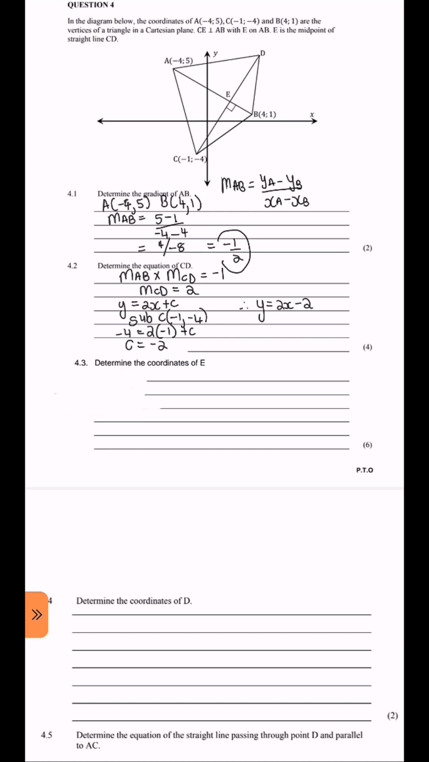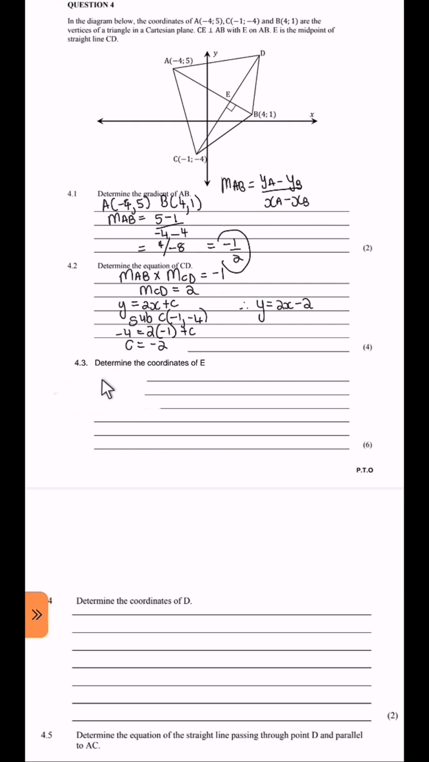Next we are going to look at 4.3. It states, determine the coordinates of E. When we go back to our graph, we can see that E is the midpoint of CD, but unfortunately we are unable to use the midpoint formula because we do not have the coordinates of D. But another way to go forward is that line AB intersects line CD at E, meaning that we can find the linear functions of both AB and CD and then equate them. Then we'll be able to find the coordinates of E.